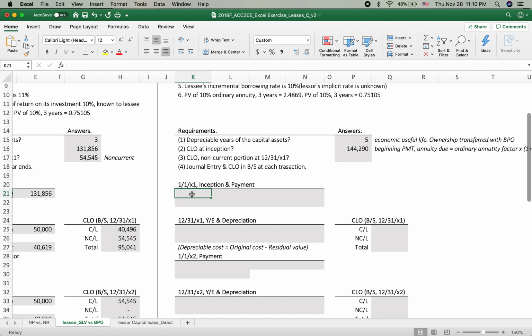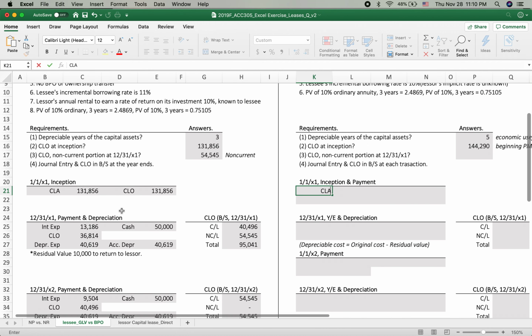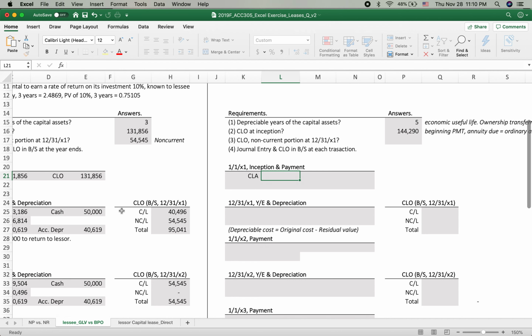Okay, let's start the journal entry work. Now it's very easy, right? We already covered this exercise before. The capital lease asset amount is the same as the capital lease obligation amount. And then, what is the first transaction at inception? Right, cash payment started from today, $50,000. And then by that amount, we reduce capital lease obligation because we paid, right?